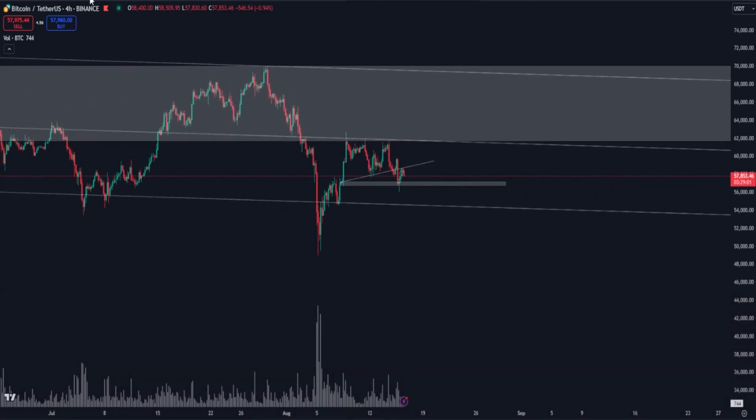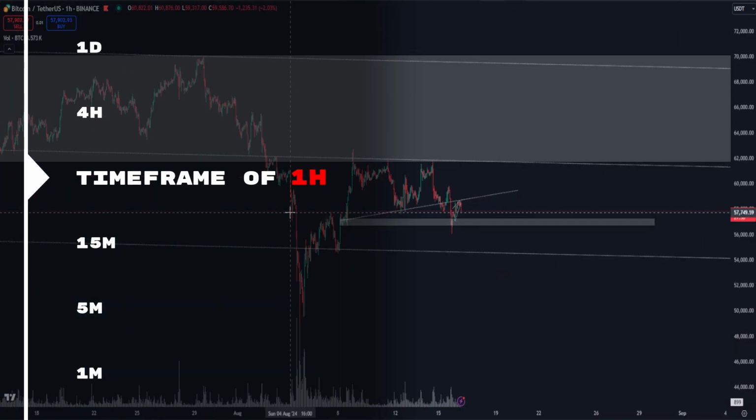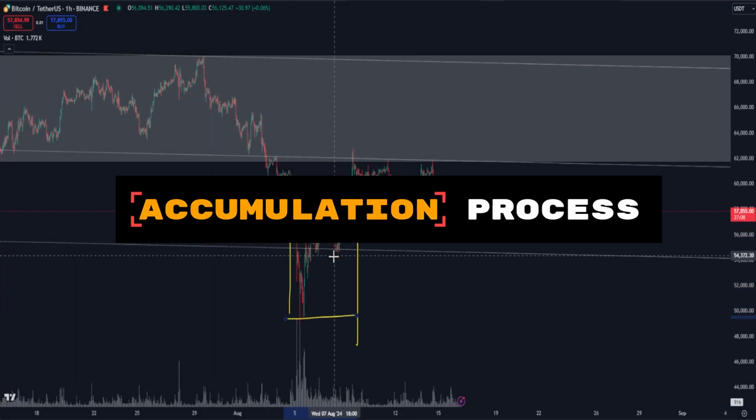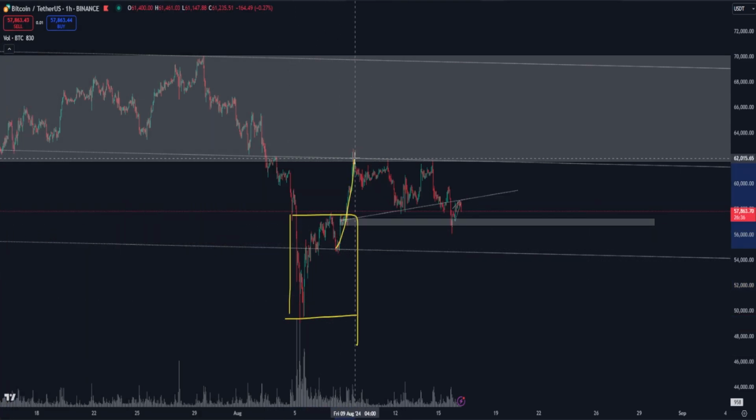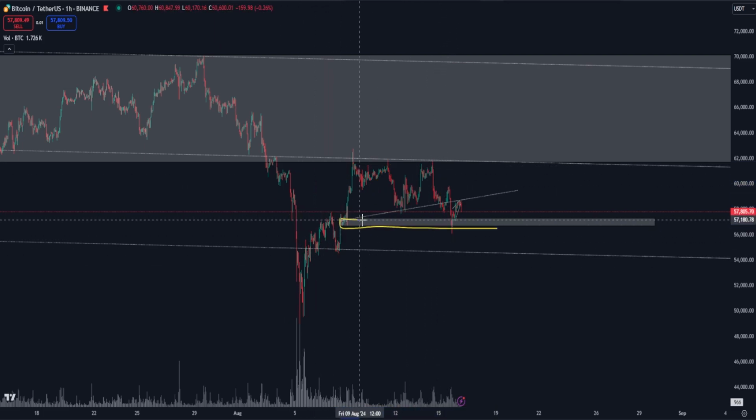Now, let's zoom in a bit and switch to the 1 hour time frame to take a closer look at what's happening. After the downward move, the price formed a micro accumulation process followed by a bullish reaction, and at the same time, we saw how they defended it. So, what does this tell us? After the accumulation, they're defending the price in this zone.